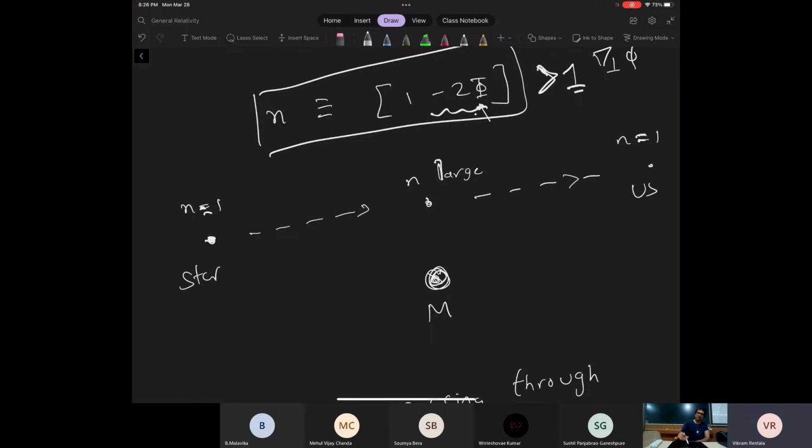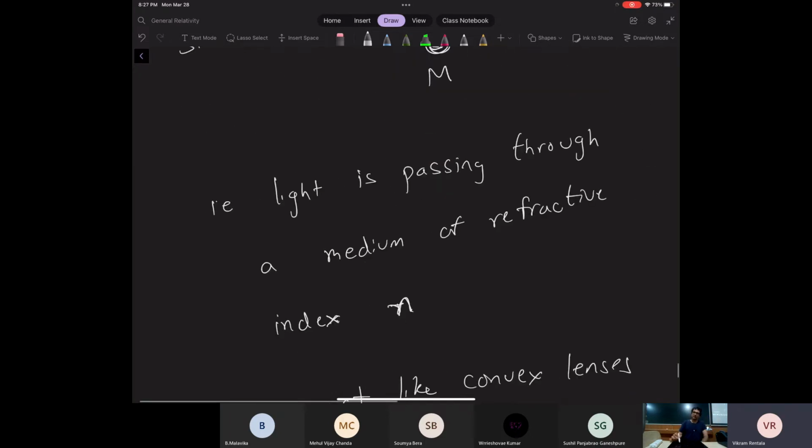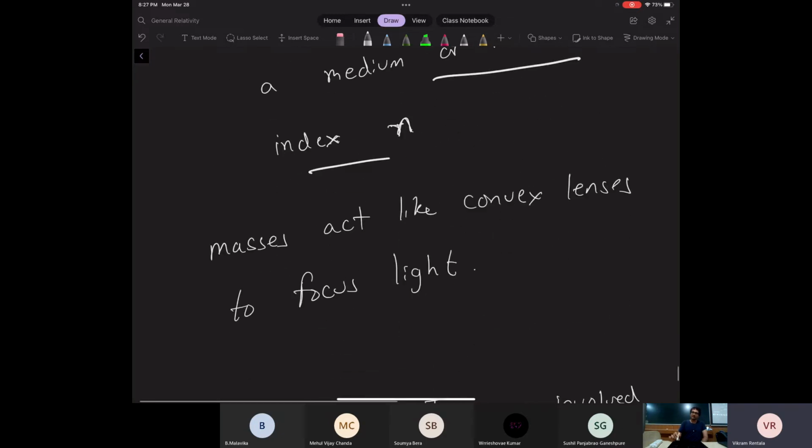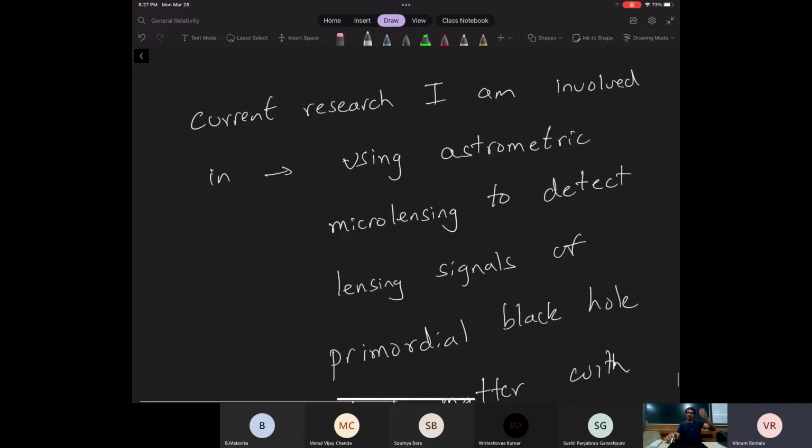So in between, it's like you're going through mediums of more and more increasing refractive index, and then you're going through mediums of decreasing refractive index. So it's really like going through a convex lens. Light is passing through a medium of refractive index n, and it's some kind of convex lens which is focusing light. Okay, so I'll just briefly mention some current research that I'm doing.